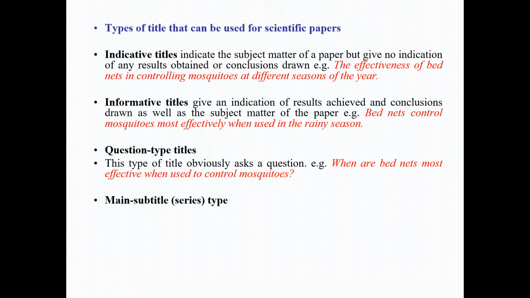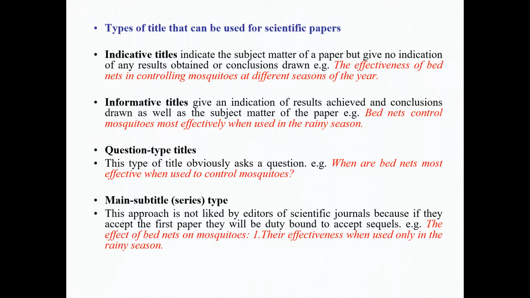Some of the authors, some of the researchers, use main title and subtitle or series type titles. Remember, this approach is not liked by the editors of scientific journals, and there is a reason for that. The reason is that if they accept the first paper, they will be duty bound to accept the sequels. For example, the effect of bed nets on mosquitoes.